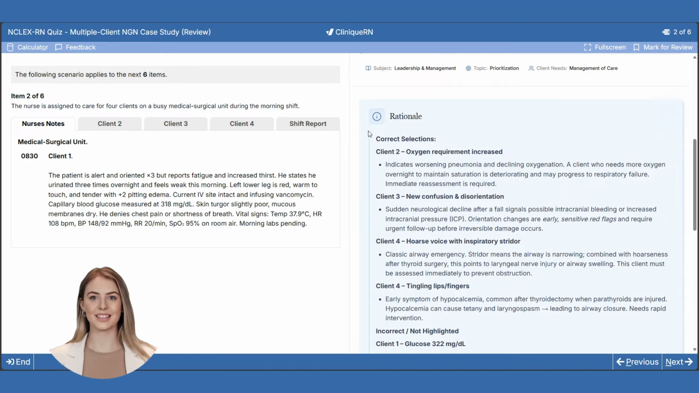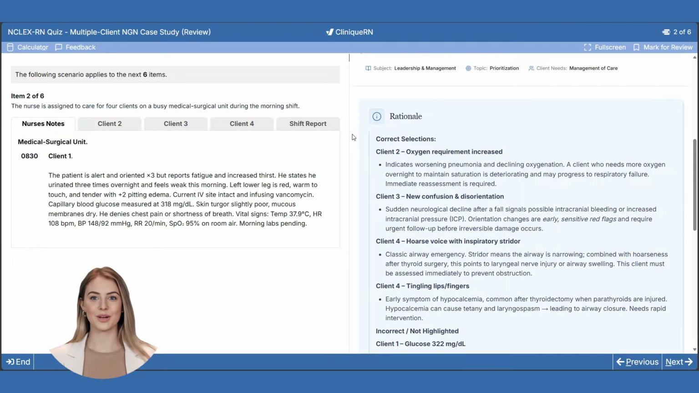Client 4, tingling lips/fingers. Early symptoms of hypocalcemia, common after thyroidectomy when parathyroids are injured. Hypocalcemia can cause tetany and laryngospasm, which can lead to airway closure. Needs rapid intervention. Incorrect or not highlighted.